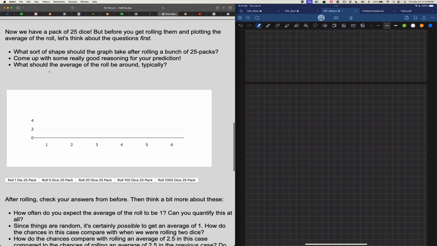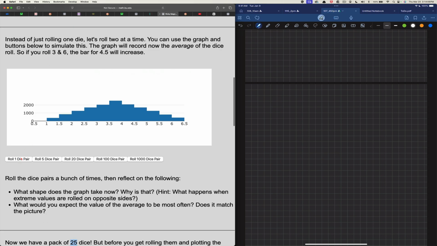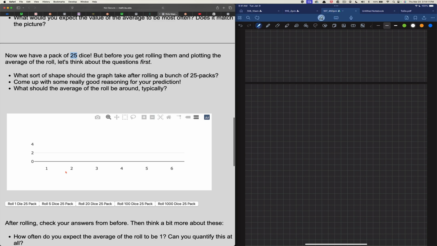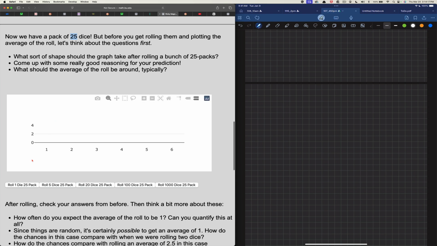Okay, next. I went and bought a pack of 25 dice. And I'm going to roll all 25 at a time. So instead of 2, I'm going to roll 25. And then I'm going to take all 25, add them together, and then divide by 25. And I get 1 data point, an average of 3.88.